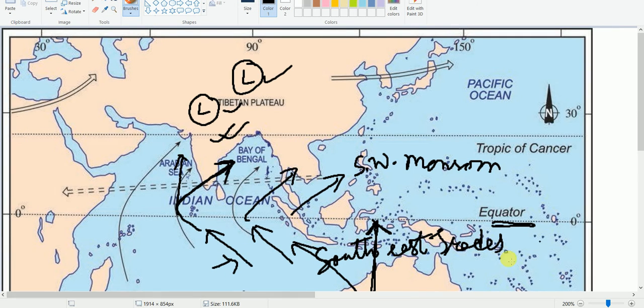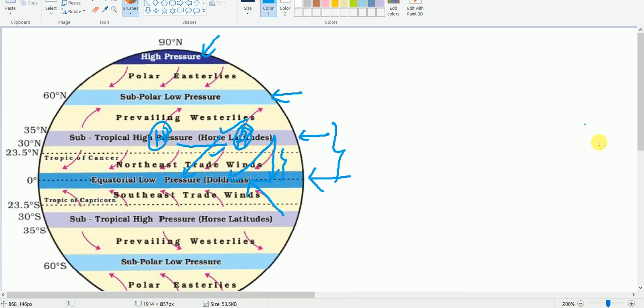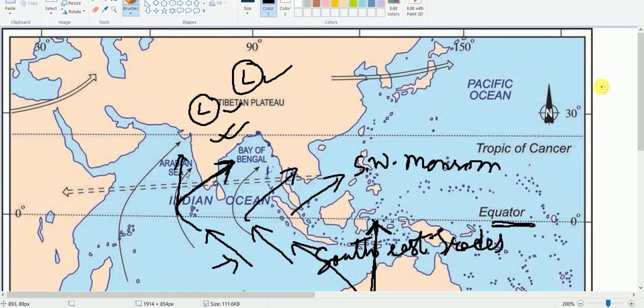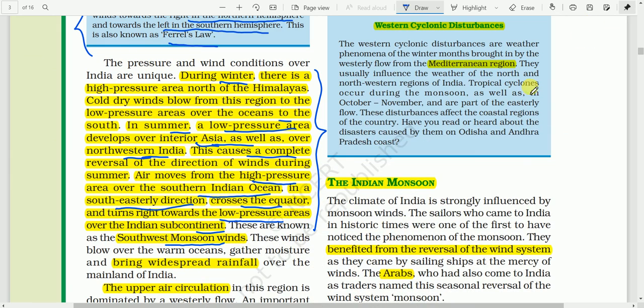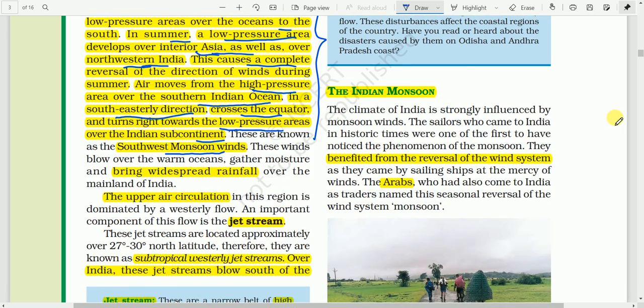You may compare this with the planetary wind system also. So this is the wind. This is the southeast trade wind. This southeast trade wind is blowing over the Indian Ocean, and after crossing the equator, it will turn to the right due to the Coriolis force, and this wind is known as the southwest monsoon. Since this wind is blowing from the sea, it brings widespread rainfall over the Indian mainland.